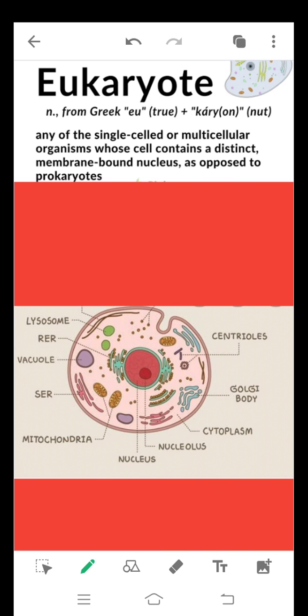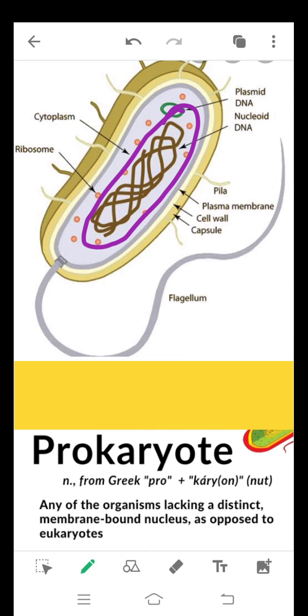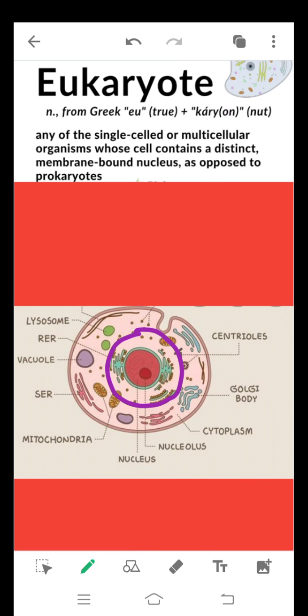And eukaryotes are those organisms whose cells contain a distinct membrane-bound nucleus. As you can see here, this is the nucleus where the nuclear membrane is clearly present. So eukaryotes have a nuclear membrane or nuclear envelope surrounding their nucleus. This is the main difference between prokaryotes and eukaryotes. Examples of prokaryotes are bacteria and blue-green algae, whereas eukaryotes are all the higher organisms like plant cells and animal cells. We all are eukaryotes because we have a membrane-bound nucleus.